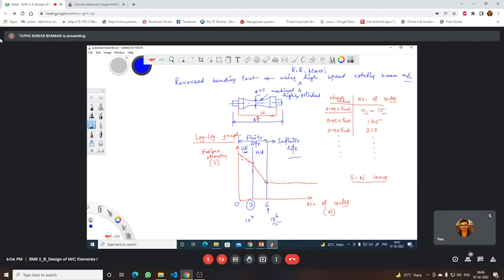But beyond this point, 10 to the 6, statistically, if I design the component with a stress level of this one or below this, the material should get infinite life. If I use this stress level, the material will survive up to this number of cycles, right? But if I design the component at this stress or below this, the material will get infinite life. Do you understand this logic?